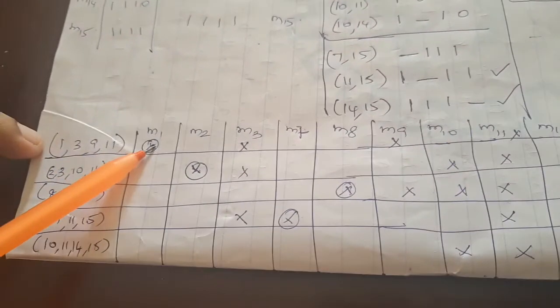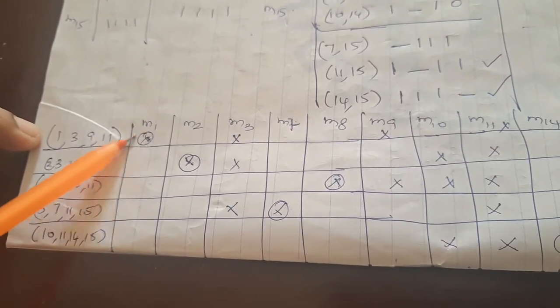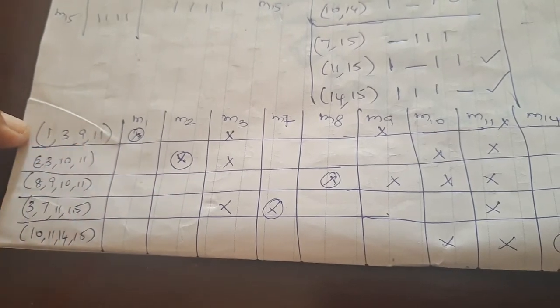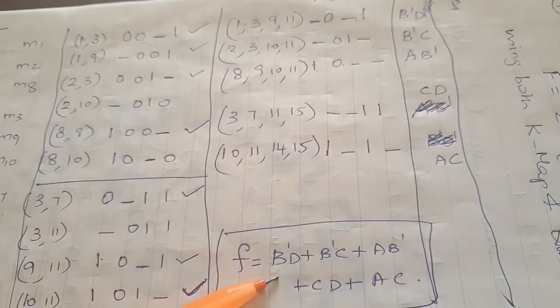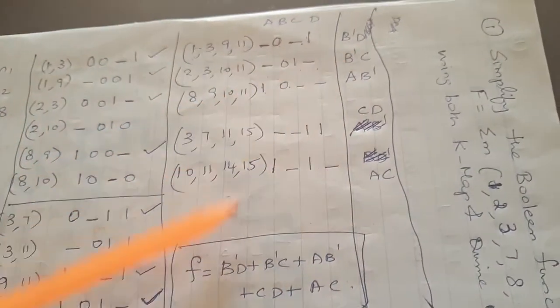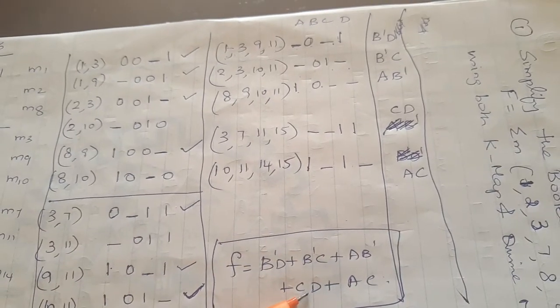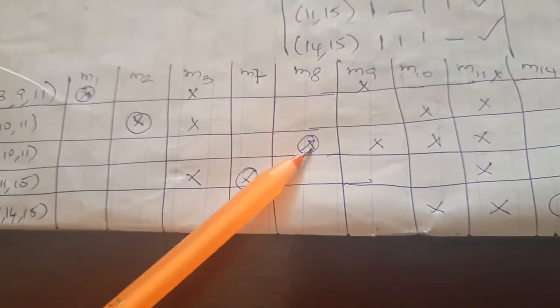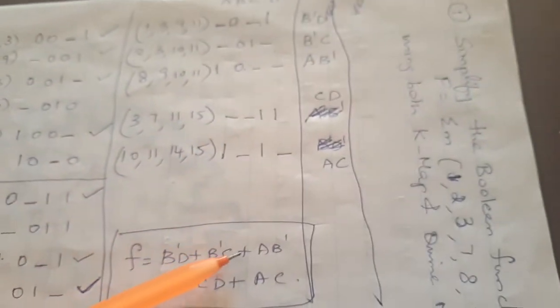So 1, 2, 3, 4, 5. You'll have 5 equations. So M1, 3. Now you find out this is a prime implicant. This encircle is 1, 3, 11. What is the answer? B bar D. Next M2, 2, 3, 10, 11. What is the answer? B bar C. Next M7, 3, 7, 11, 15. What is the answer? C, D. Next is 8, 9, 10, 11. Answer is A, B bar. Okay. 10, 11, 14, 15.